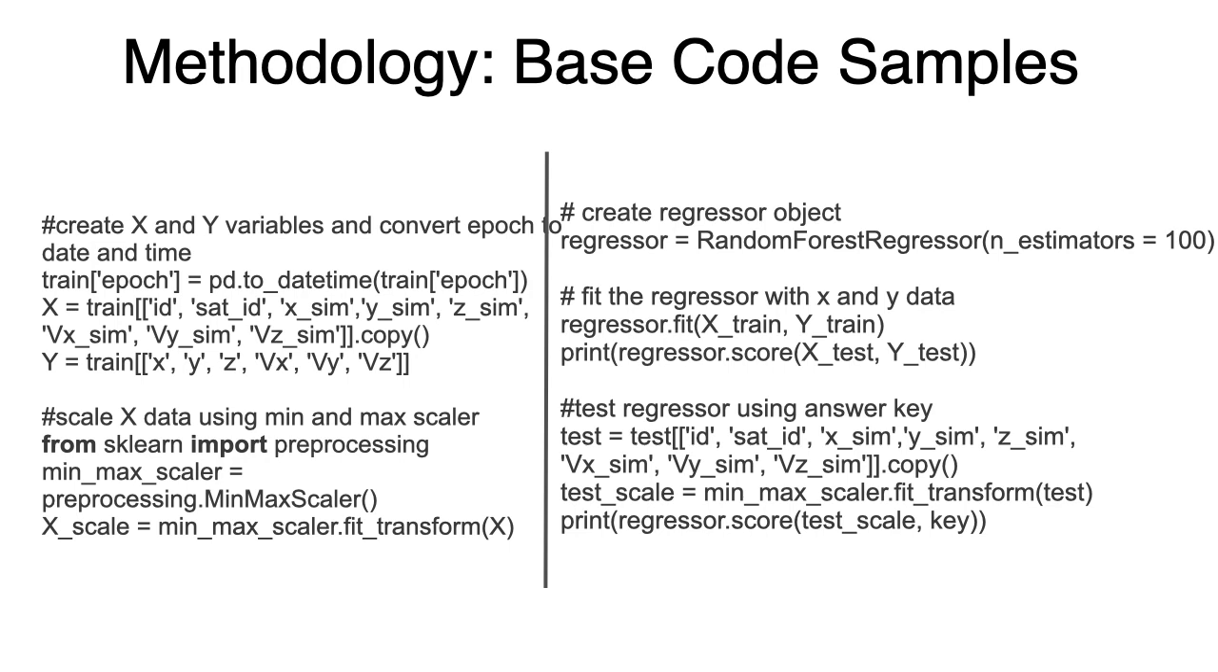And then afterwards, the training data is fit using the regressor, and then an accuracy score for the test data is printed out. Afterwards, the test data is imported into an array and then scaled once more and transformed. After that, the accuracy score for the testing data versus the answer key data is given.